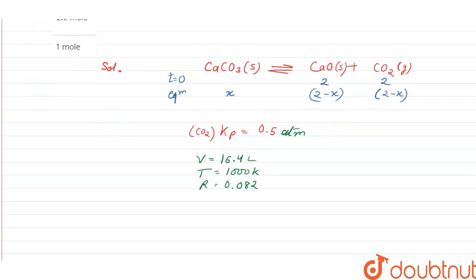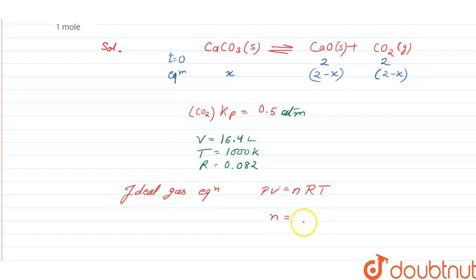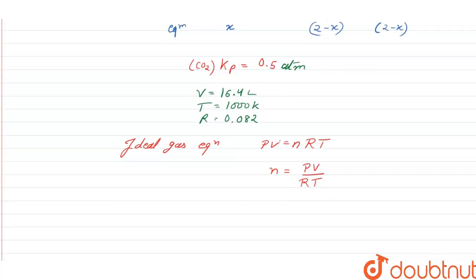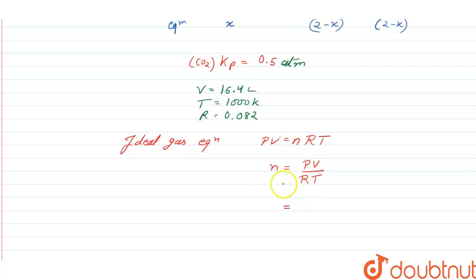So we can use here the ideal gas equation. What is the ideal gas equation? The ideal gas equation is PV is equal to nRT. So we can get an expression for n here, where n is the number of moles. Okay, so we have to calculate the number of moles here, and we can modify the expression like this, that is n equals PV divided by RT. Okay, so by putting the values here, we can get the value of n, that is the number of moles.